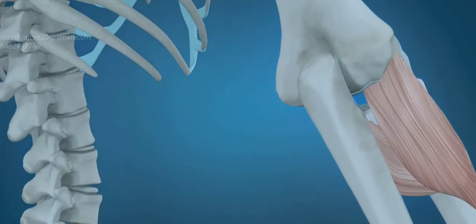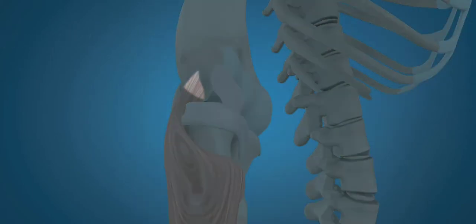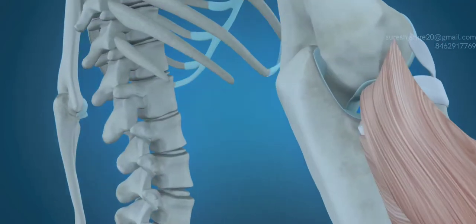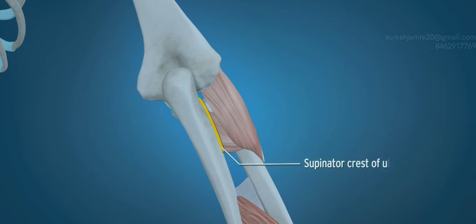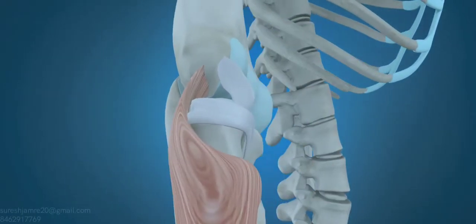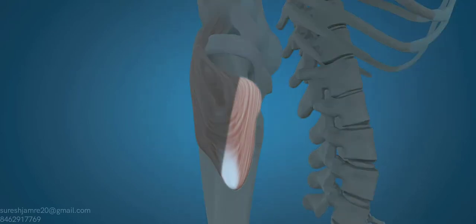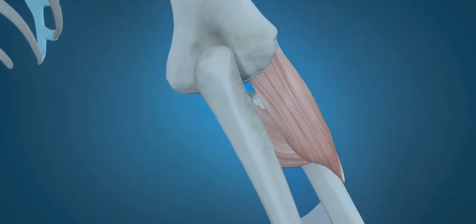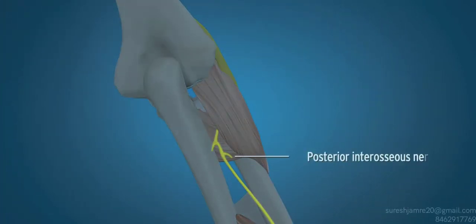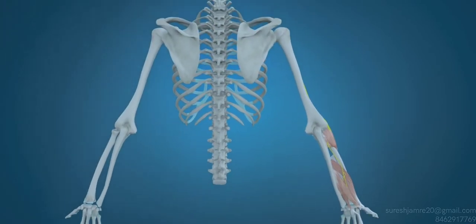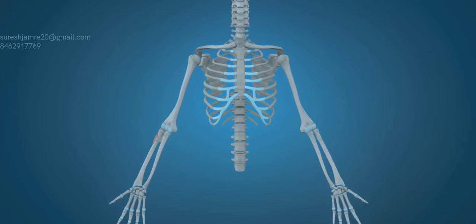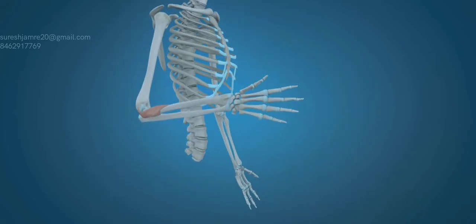Supinator. Origin: superficial part, lateral epicondyle of the humerus, radial collateral and annular ligament; deep part, supinator crest of the ulna. Insertion: lateral surface of the radius superior to the anterior oblique line. Innervation: posterior interosseous nerve, C7, C8. Action: supination of the forearm.